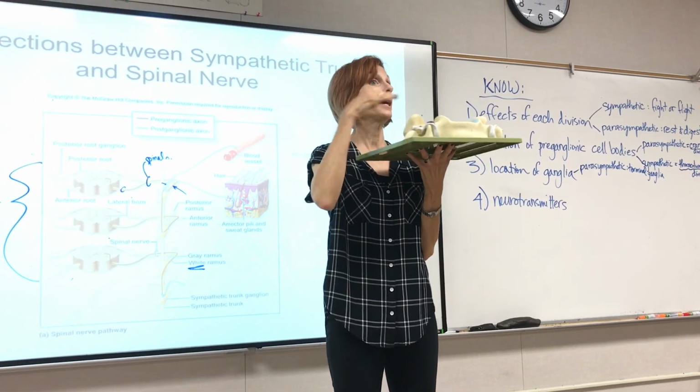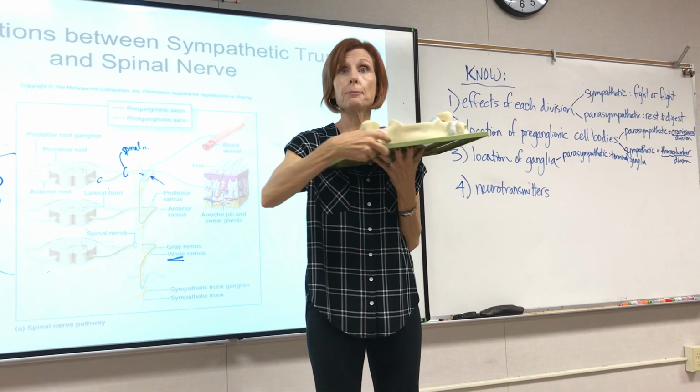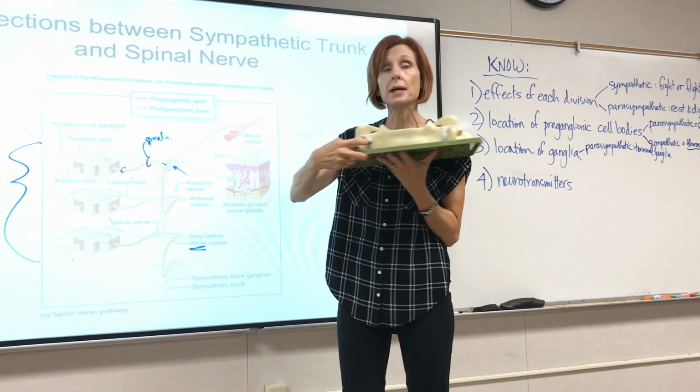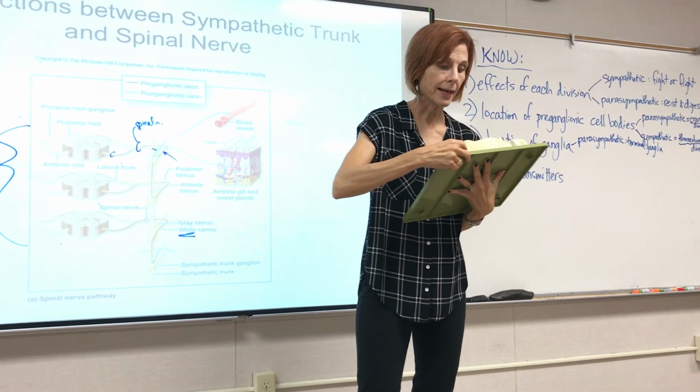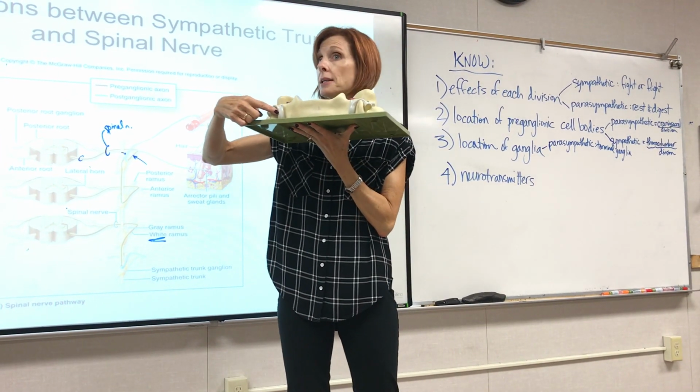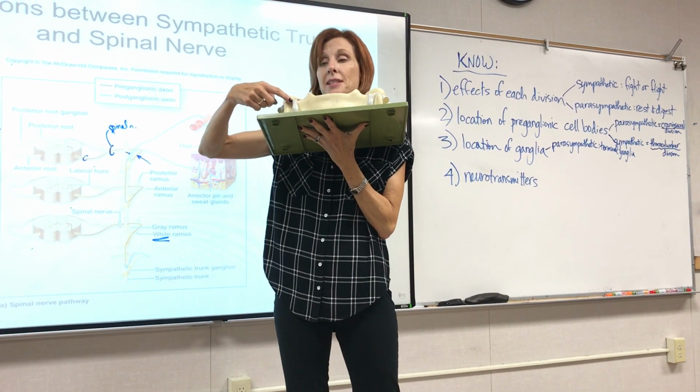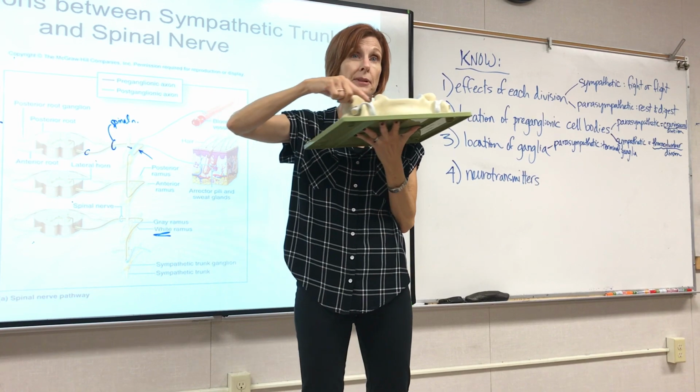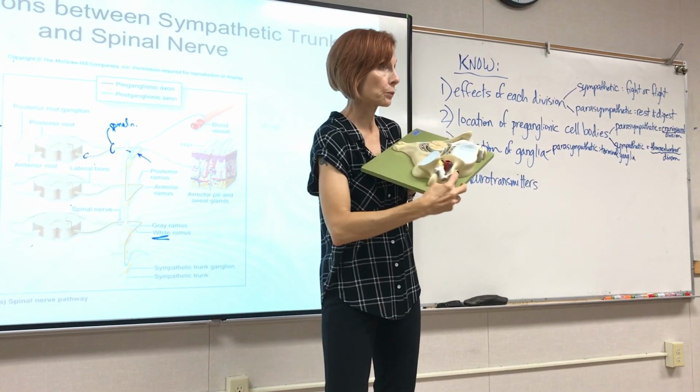So this is just a cut through the cervical region. The sympathetic trunk actually does extend way up into the cervical region. And so this is a sympathetic ganglion. You can identify this as either a sympathetic ganglion or you could say sympathetic trunk. And this is one of the rami.